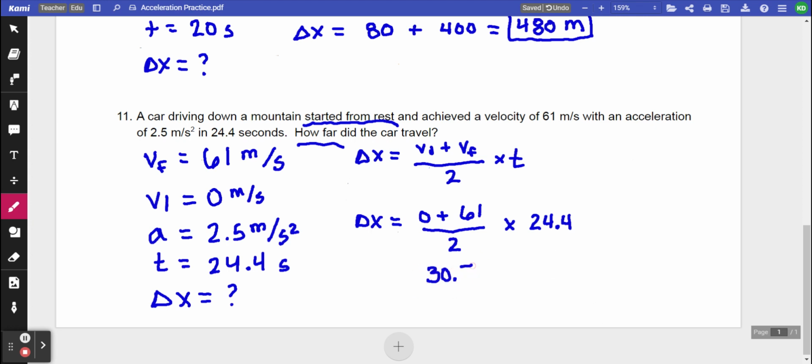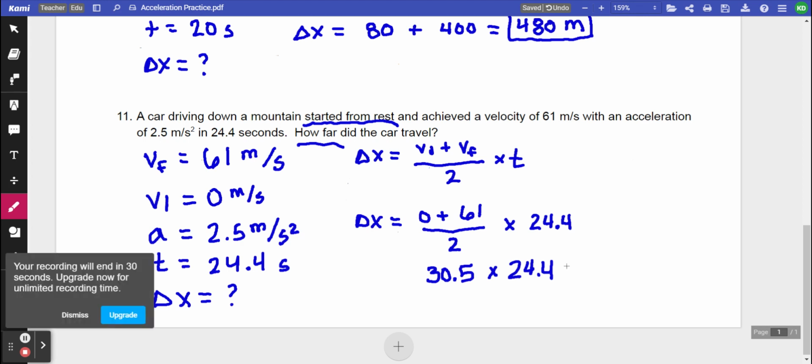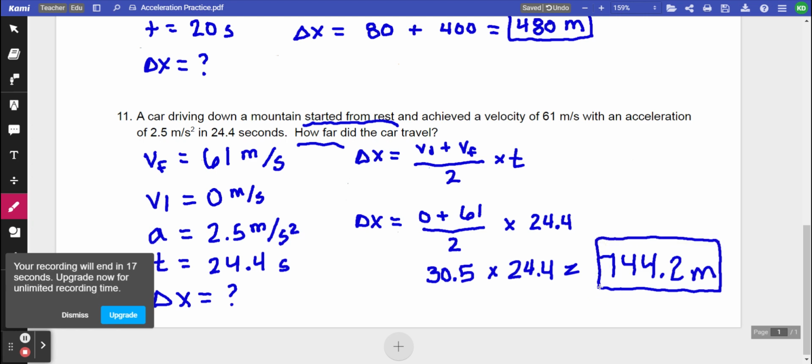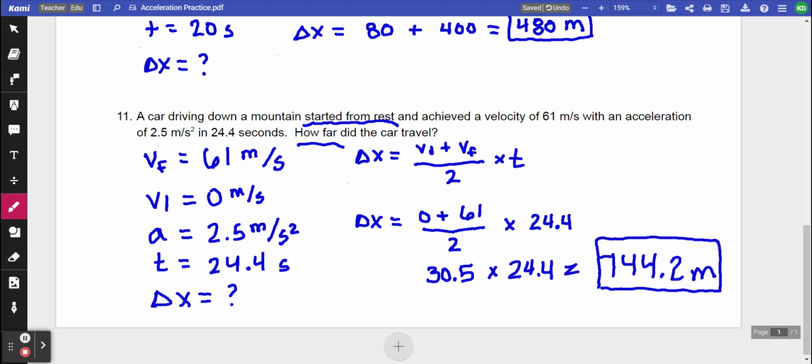And so in my calculator, I'm going to do 30.5 times 24.4. And that should give me my answer, which I have as 744.2 meters. And again, meters because I'm looking for a displacement, so I should have a distance or displacement unit here.